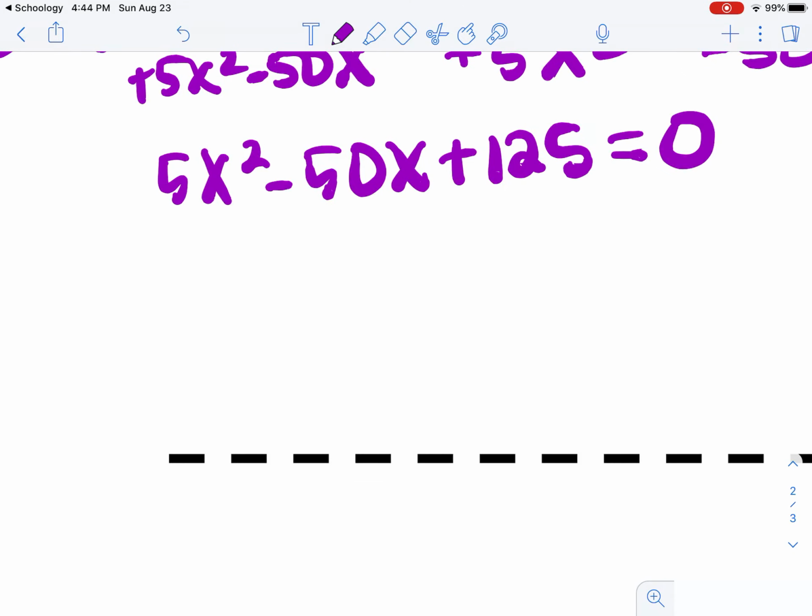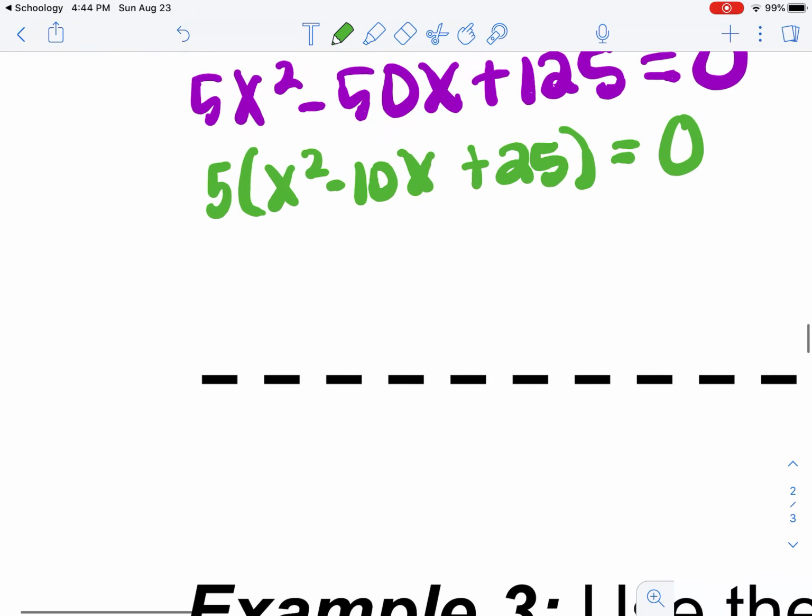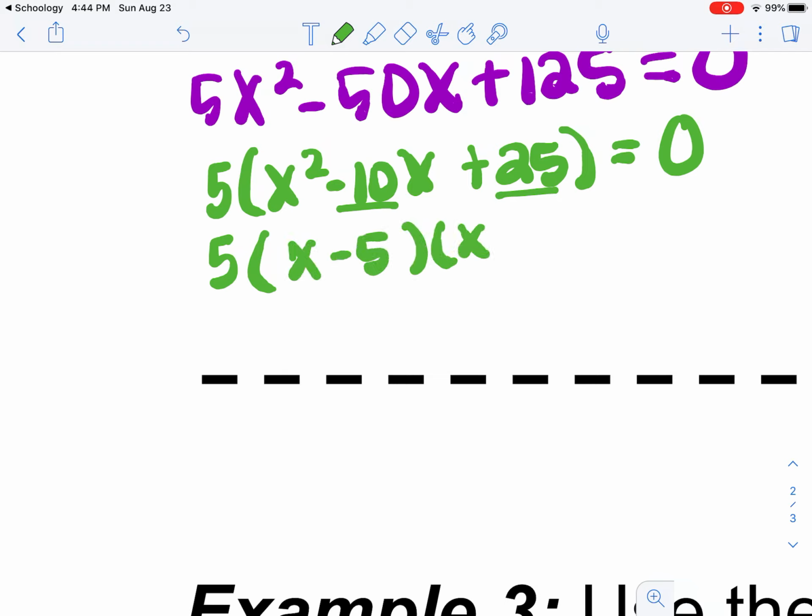All right. So now I'm going to try to factor to solve this first. So first things first, look for a GCF. They have a 5 in common, all of them. So I'm going to factor out the 5. So that's x squared minus 10x plus 25, since 5 goes into 125 25 times. All right, now I'm going to keep factoring here. So I have 5 times, and then 2 numbers that multiply to give me 25 and add to give me -10 are -5 and -5. So x minus 5 times x minus 5.